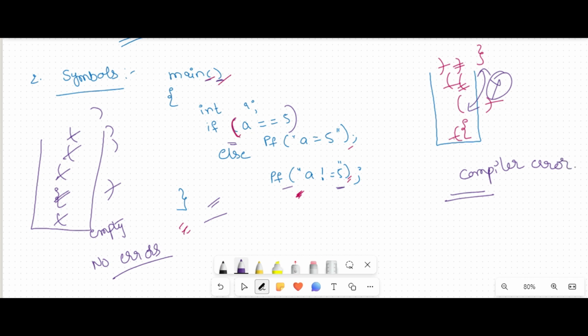So these are the two applications of stack data structure. The remaining two applications we will discuss in the next video.